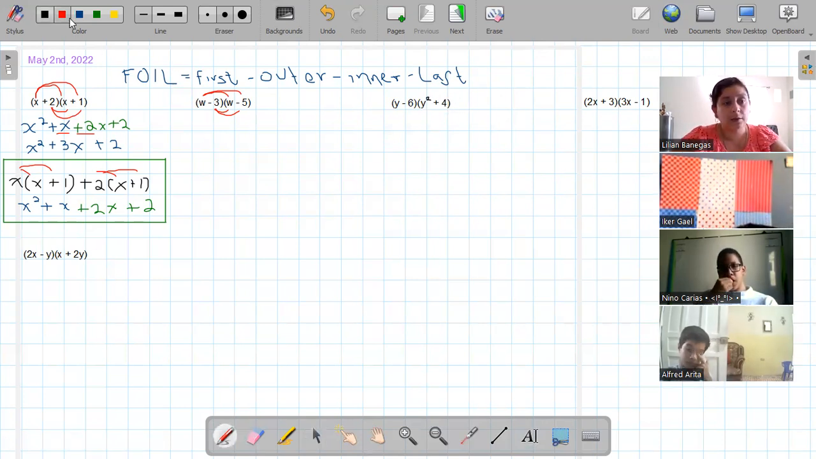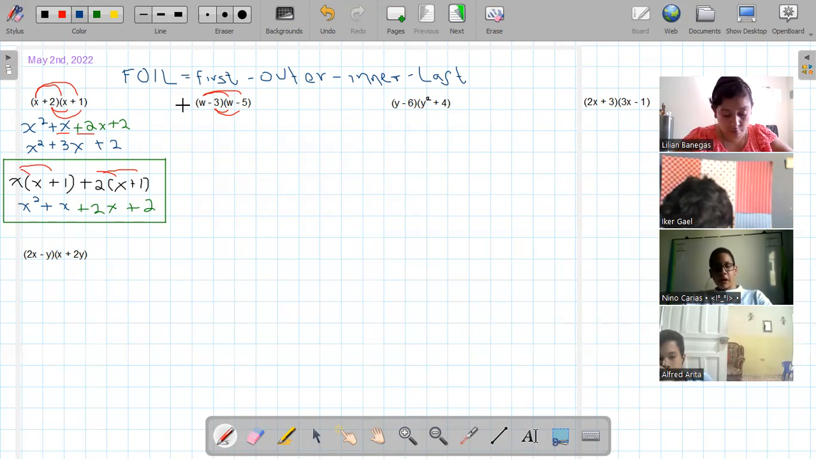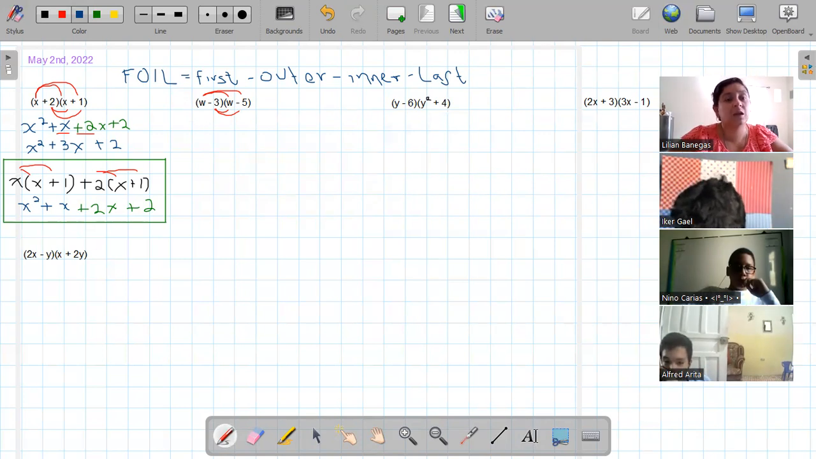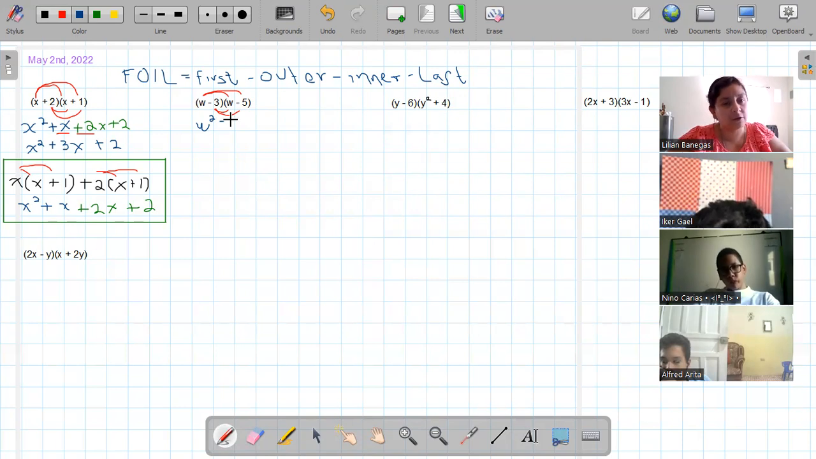Now, we're gonna multiply. So we got W times W. How much is that? W times W? W to the power of 2, exactly, or W squared. Very good. Both of them were the same thing. So W squared. W times -5? 5W, I think. -5W. Okay, remember the sign. Don't forget about the signs.